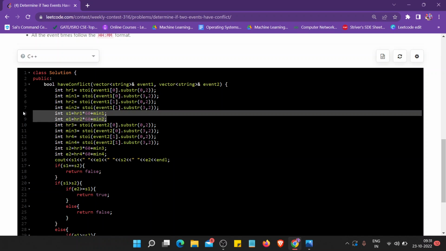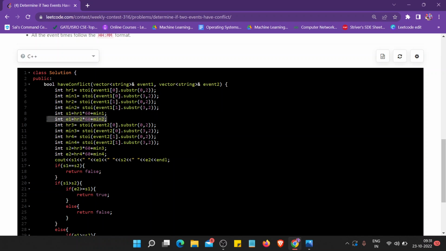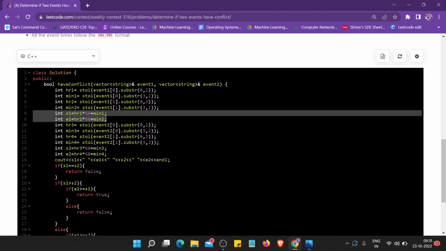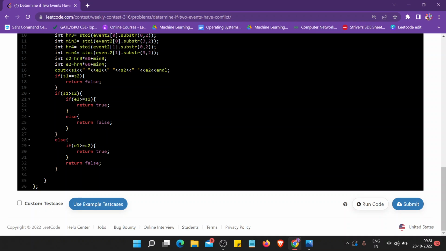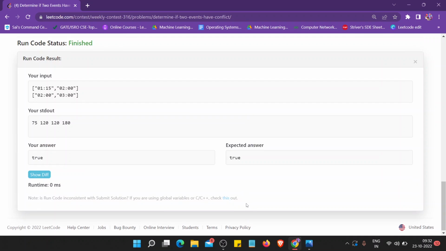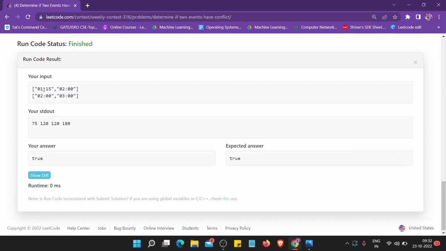Because we have to deal with PMs also. Like if PM is given like 1420, that means 2:20. If we convert into minutes, then we can compare them by their minutes only, and we can find the intersection points. Let's print the output and see how they look. Here you can see that 1:15 is converted into 75, 2 o'clock is converted into 120, and similarly 3 o'clock is converted into 180.